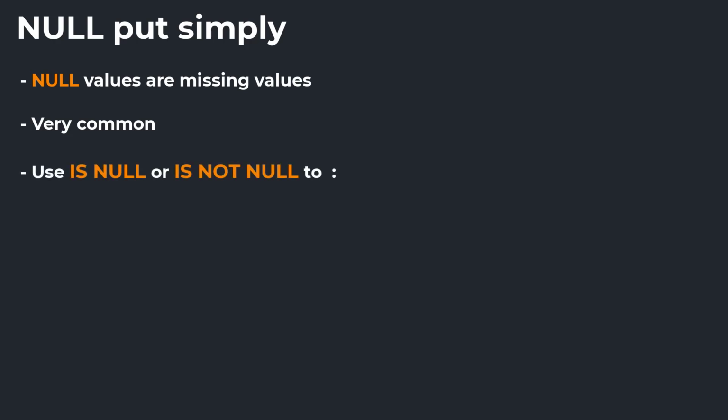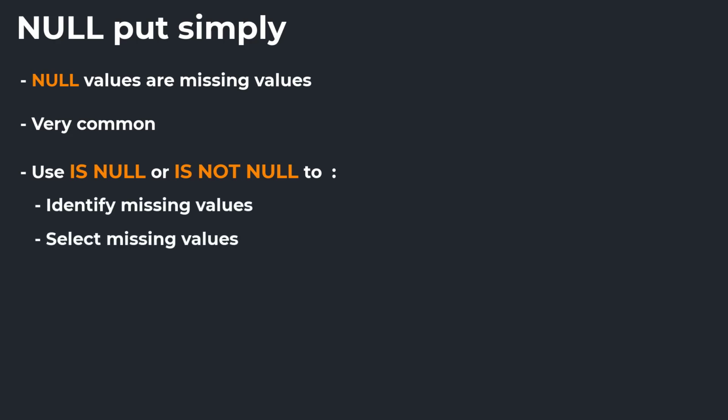Before we wrap up this lesson, let's review what we've learned. Null values are missing values, and they are very common in the real world. It is good practice to know how many null values are in our data by using the is null or is not null operator for filtering. These keywords will help to identify, select, or exclude missing values. Don't worry. This will soon become second nature because it is that common.